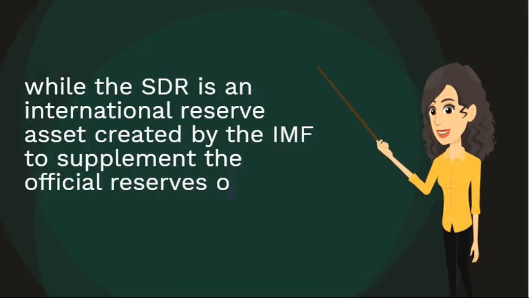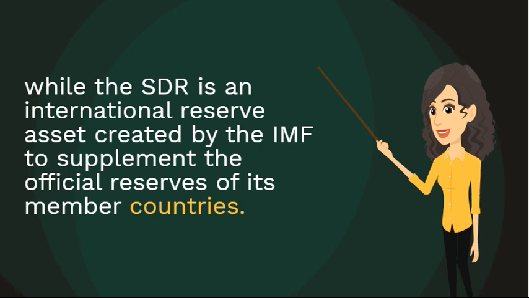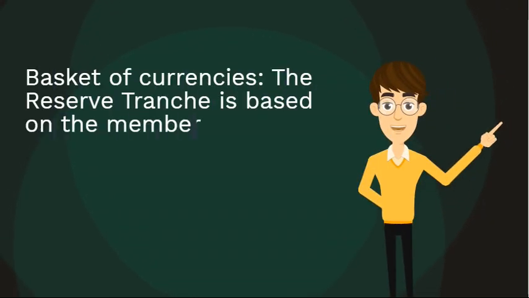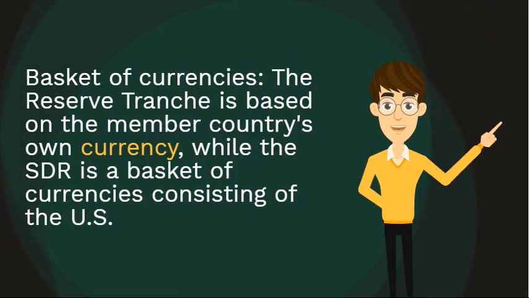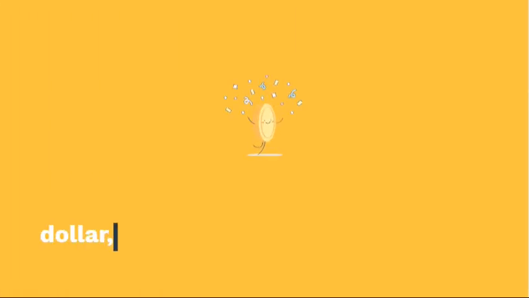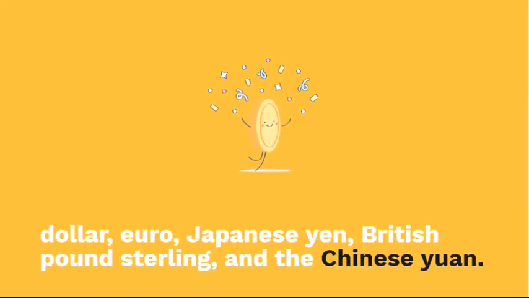While the SDR is an international reserve asset created by the IMF to supplement the official reserves of its member countries. Basket of currencies. The reserve tranche is based on the member country's own currency, while the SDR is a basket of currencies consisting of the US dollar, euro, Japanese yen, British pound sterling, and the Chinese yuan.